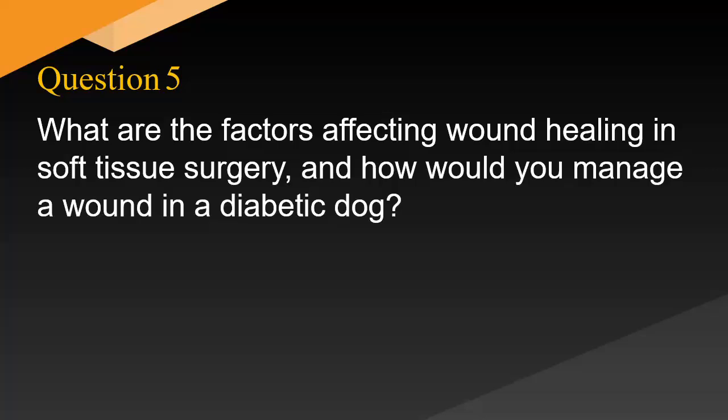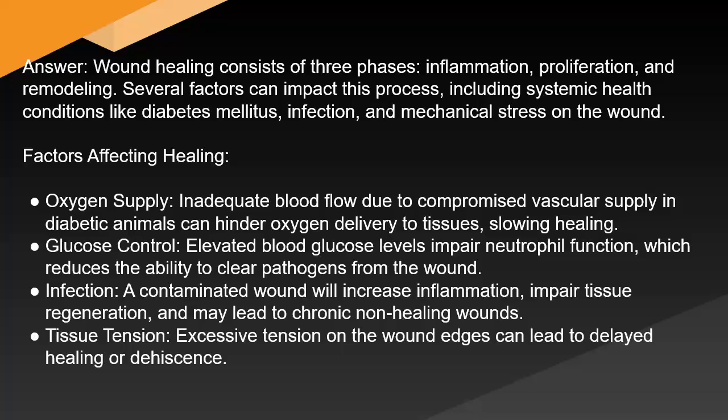in a diabetic dog? Answer: wound healing consists of 3 phases: inflammation, proliferation, and remodeling. Several factors can impact this process, including systemic health conditions like diabetes mellitus, infection, and mechanical stress on the wound. Factors affecting healing: oxygen supply. Inadequate blood flow due to compromised vascular supply in diabetic animals can hinder oxygen delivery to tissues, slowing healing.